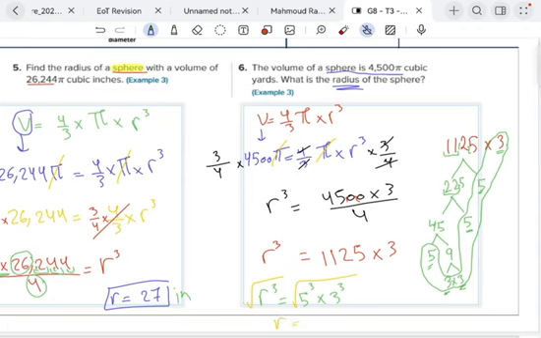The value for r will be, here you can rewrite it as 5 times 3, all raised to the third power. And we can cancel the third power with the root. So the value for r is 15.